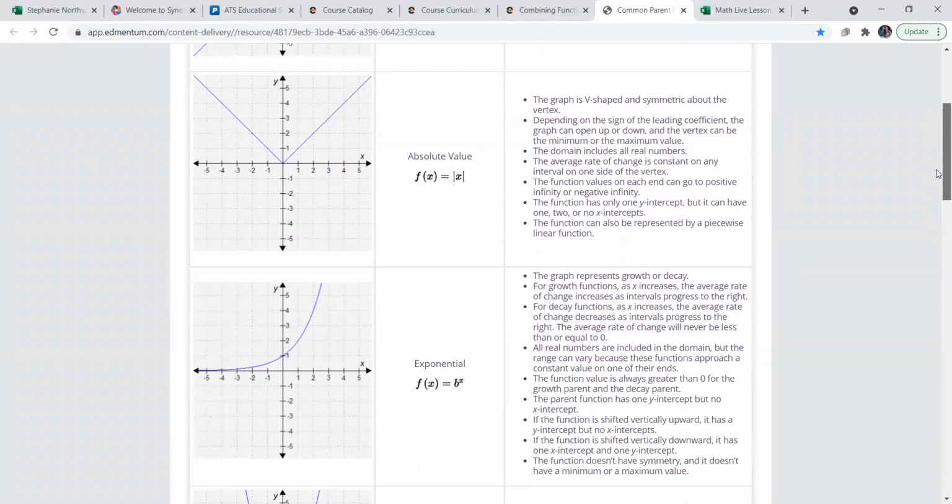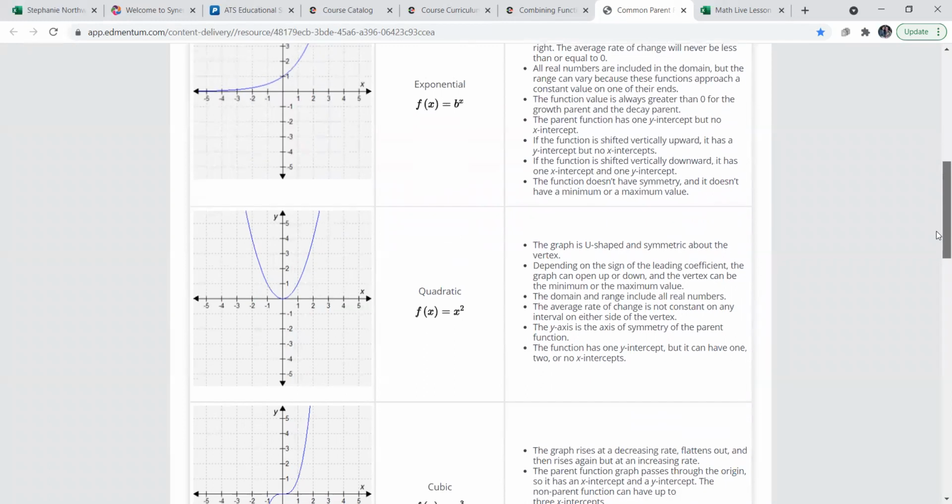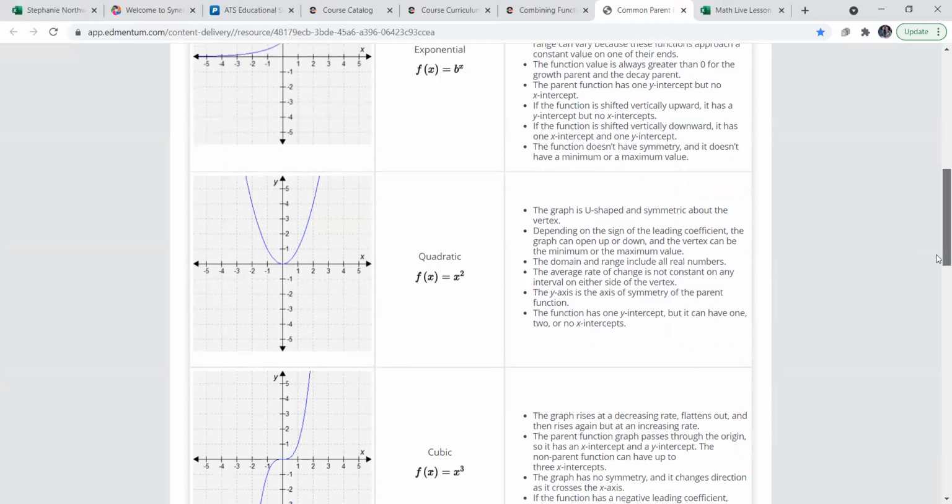Now, exponential will show growth or decay, meaning it rapidly increases, like it constantly goes up, or it's rapidly decreasing. All right, this is a U-shaped graph, symmetric about the vertex. So this graph is symmetric. That means you could fold it in half like a piece of paper and it's the same thing. Quadratic functions have one y-intercept, but they can have 1, 2, or no x-intercepts. Again, it really depends how it's located on the graph.